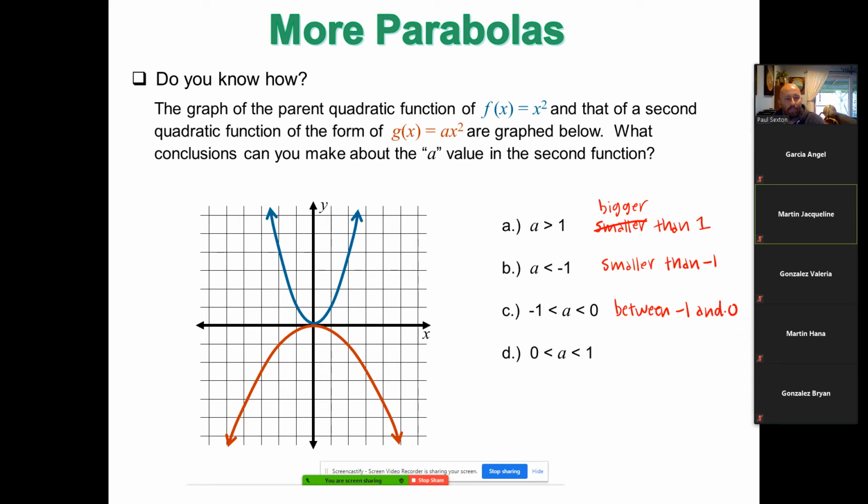So just right in between. So the same thing here. A is between 0 and 1. Okay? So let's try breaking it down.